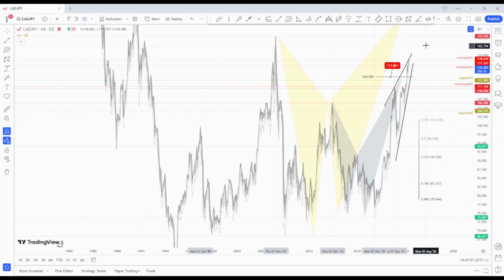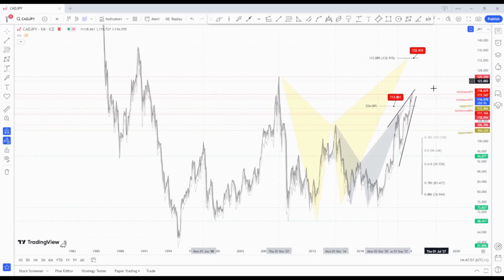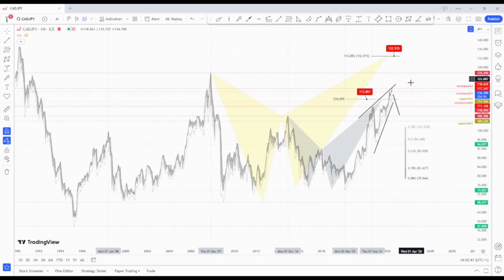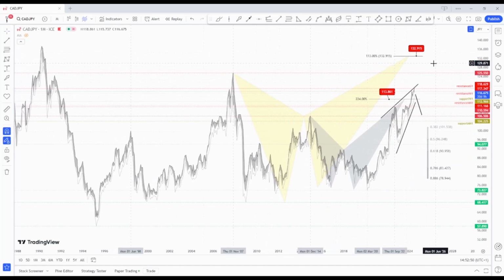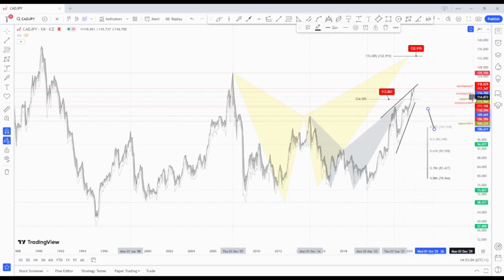CAD versus the Japanese yen, another one facing the bearish shark pattern, 113.86, 224% Fibonacci extension level, pushed a few points higher. We have a new daily fractal resistance at 118.62. The Canadian versus the Japanese yen is another example with the price facing some crucial levels. We are far from the previous structure highs on the Canadian, but we also have this kind of ascending wedge, and of course we have support at 112.96. So if the price breaks below these levels, most probably we will print a deeper pullback.